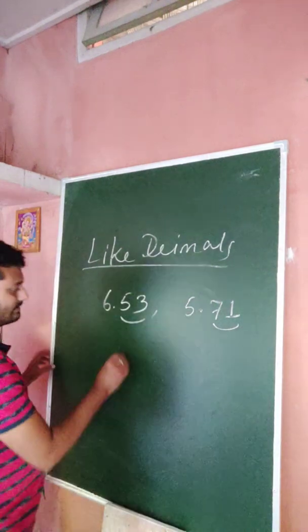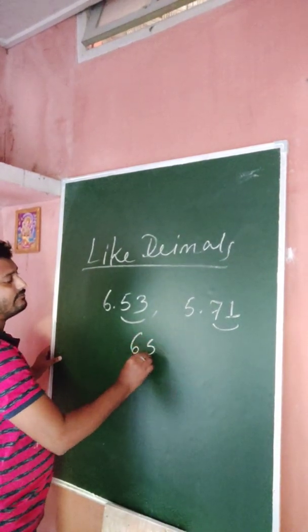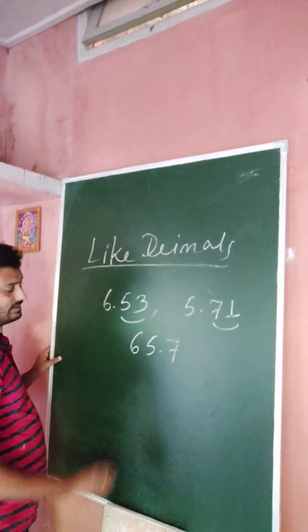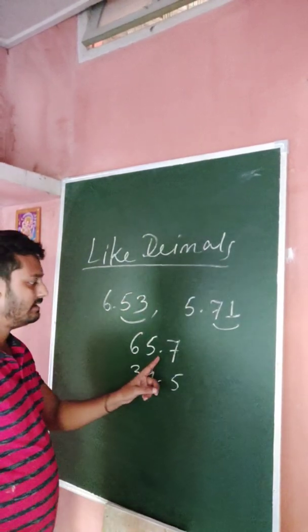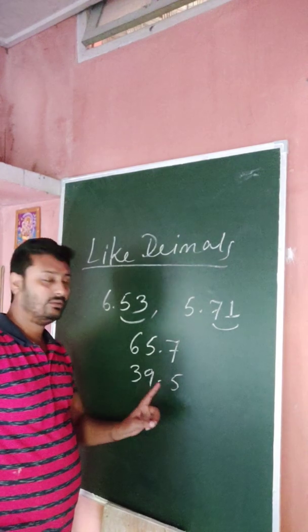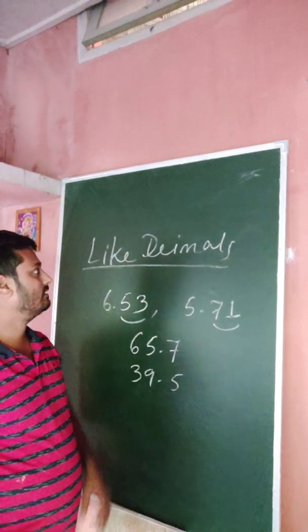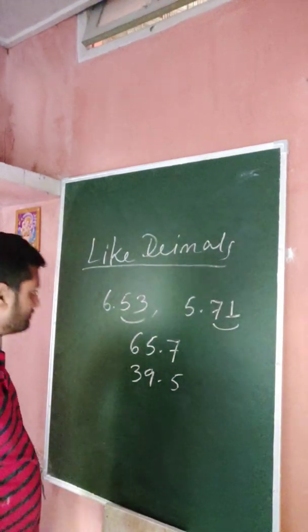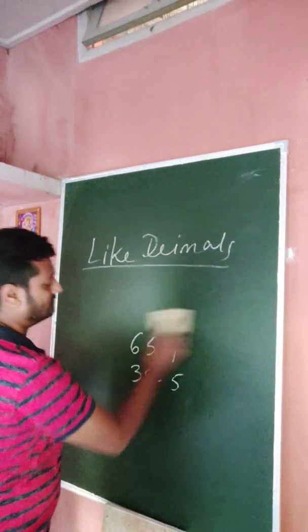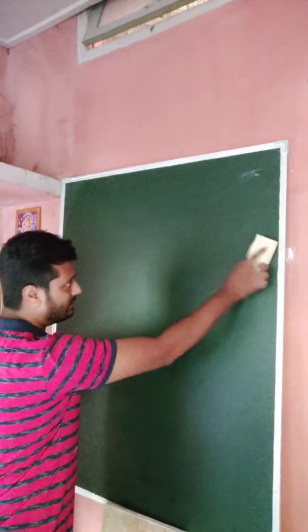Suppose another one is 65.7 and one is 39.5. So after the decimal one digit, after the decimal one digit. So this type of decimals are known as like decimals. Clear? It just depends upon the number of digits after the decimal.